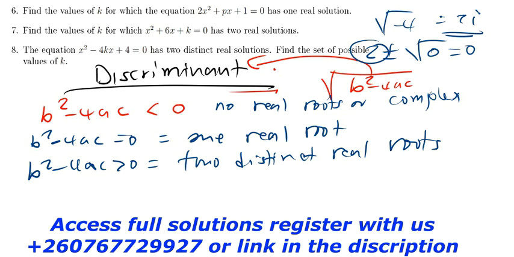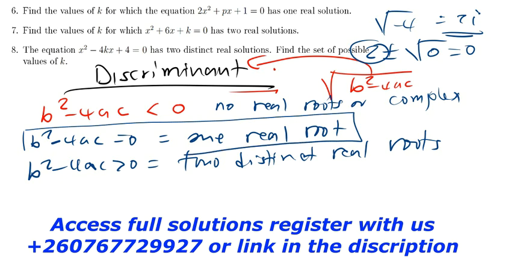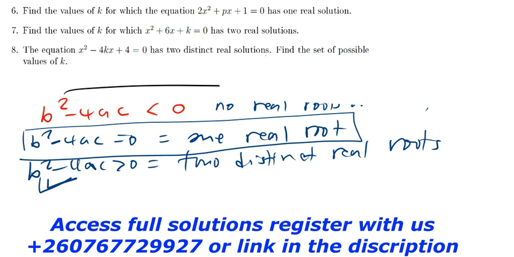Now this question is saying find the values of k for which this equation has one real solution. One real solution means I need to equate the discriminant to 0. You have seen that even question 7 is asking us to find the values for which it has two real solutions. I'll use this. Then this one has two distinct real solutions, still I'll use this one. So let's now go ahead and do those questions.